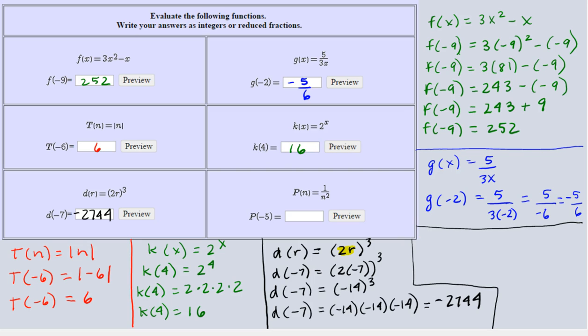And now we have one question left. P of n equals 1 over n squared. And we're given that n is negative 5. So P of negative 5 equals 1 over, make sure you put negative 5 in parentheses. Now negative 5 squared means 2 factors of negative 5. This is negative 5 times negative 5. And the product of 2 negatives is positive, so we have 1 over 25. And that's our final result, and that's a simplified fraction.